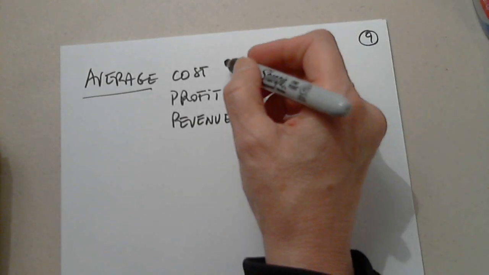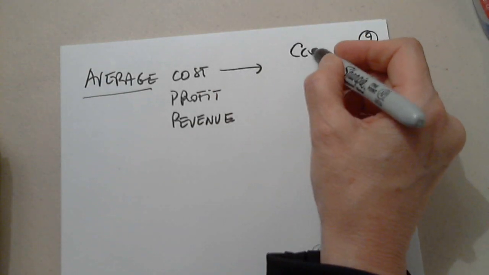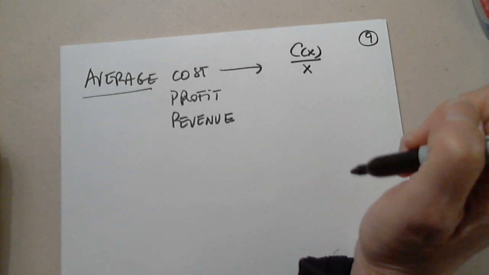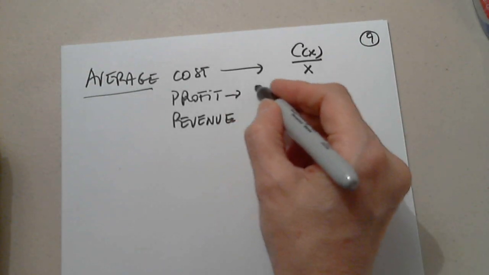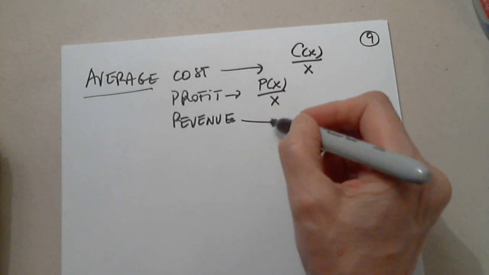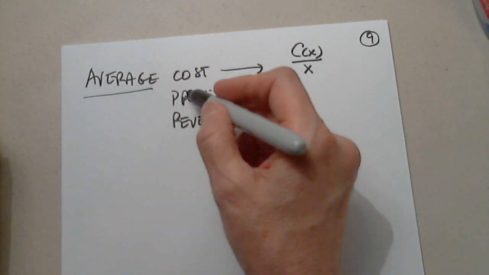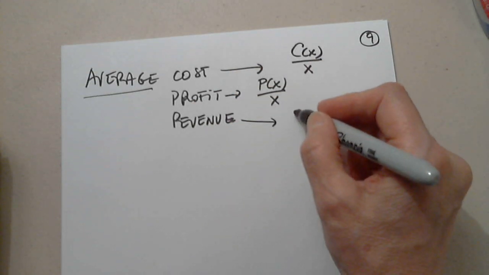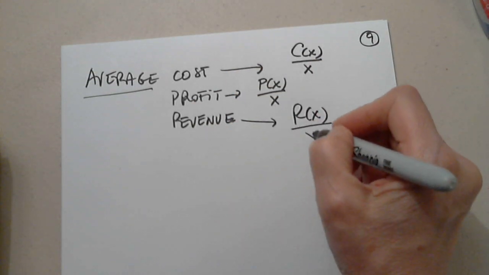3 different functions. The average cost is the cost over the number of units. Average profit, profit over the number of units. And average revenue is revenue divided by the number of units.